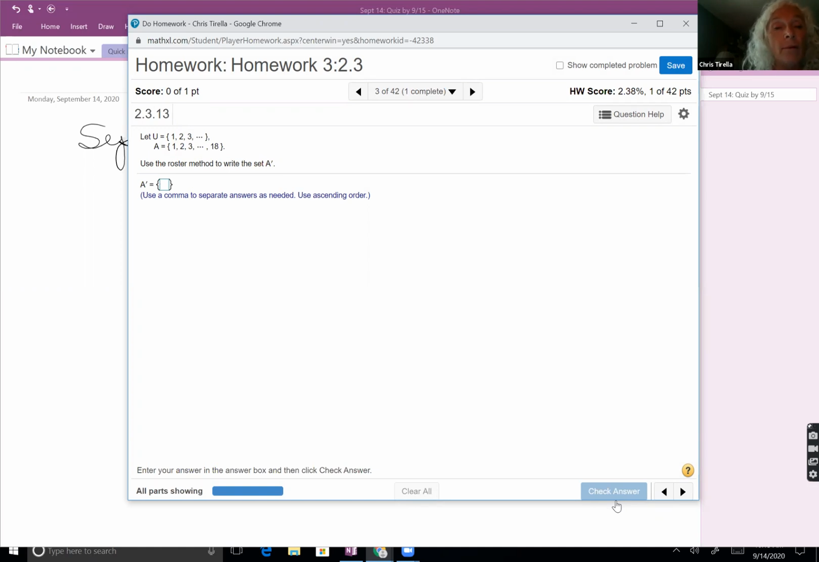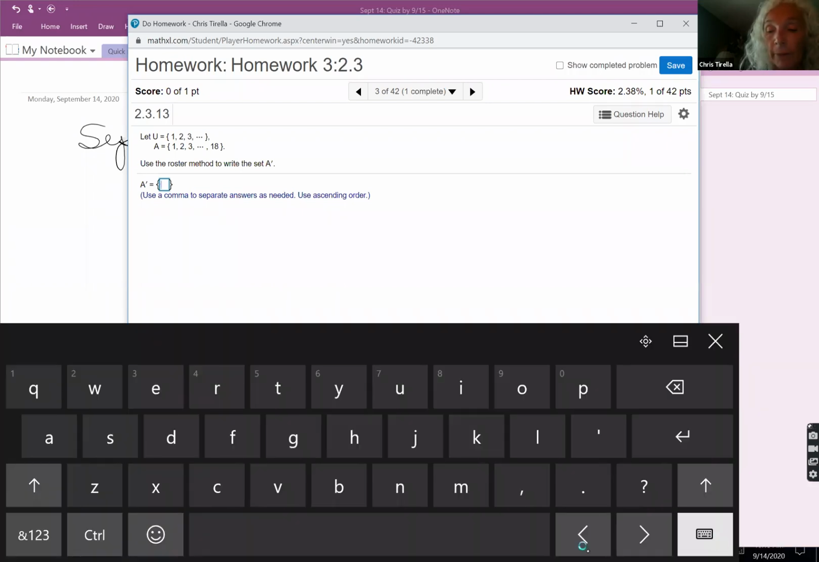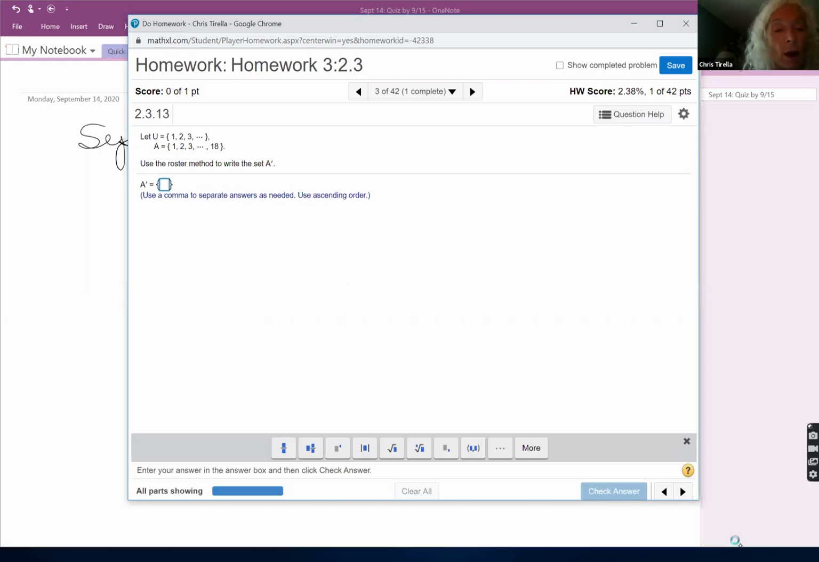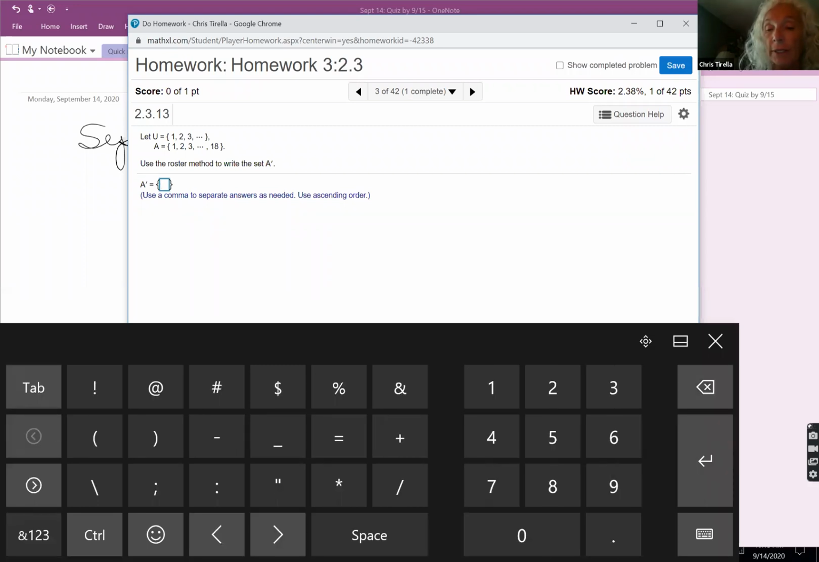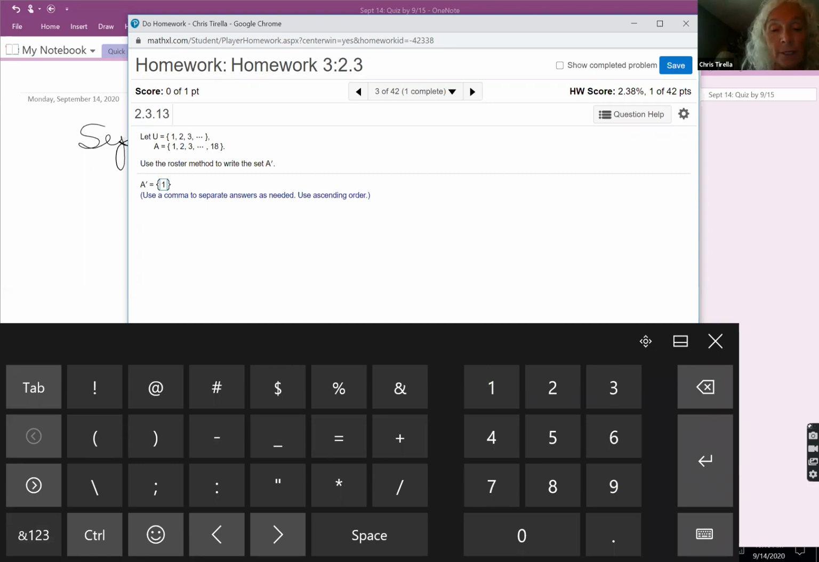Okay. All right. This next one, you see the universal set is all of the numbers, and the set A is the numbers up to 18. So here the complement would be everything larger than 18. So it would include 19.